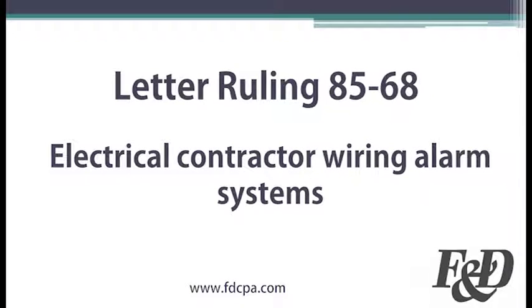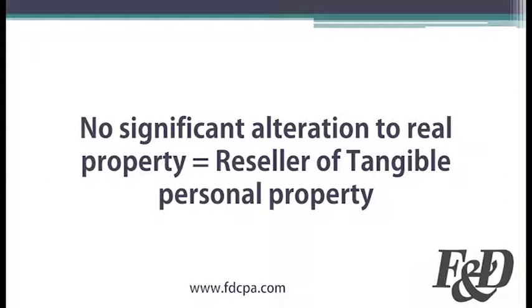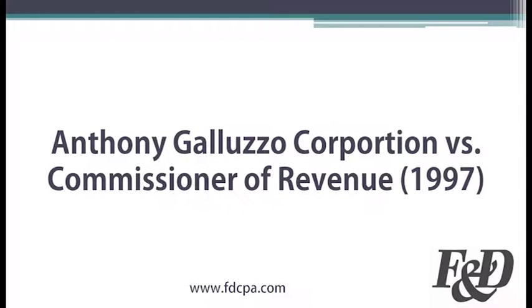There are a couple instances where the resale rule applied. In letter ruling 85-68, this centered on an electrical contractor that wired an alarm system into windows and doorways of a building. Since there was no significant alteration to the real property, they were considered to be reselling alarm systems and just merely installing or connecting them. So they were required to issue a resale certificate to the vendor and charge sales tax to the customer. One of the major cases that centered on this issue was the Anthony Galluzzo Corporation versus the Commissioner of Revenue in 1997.